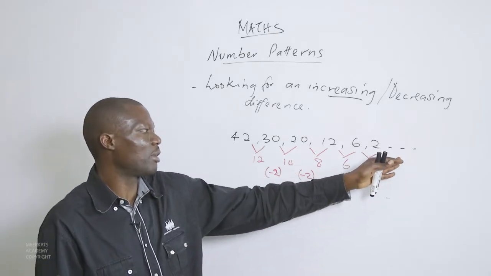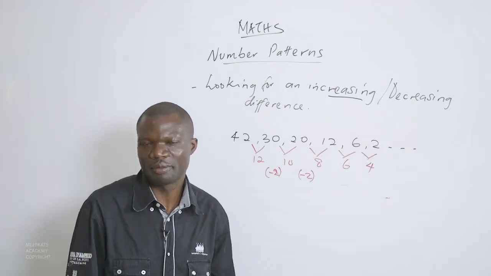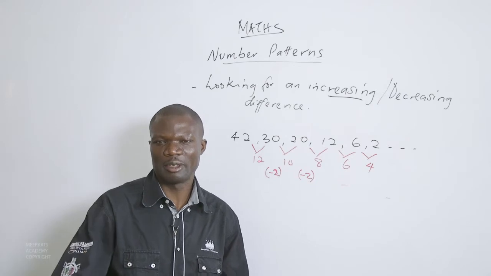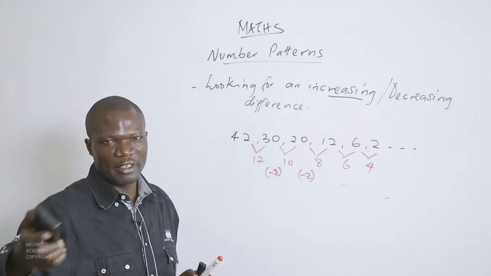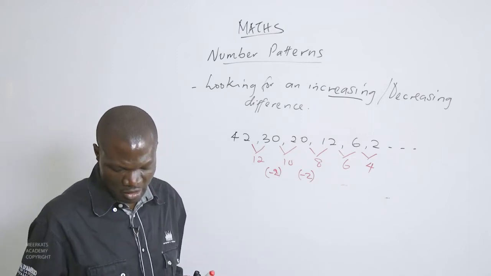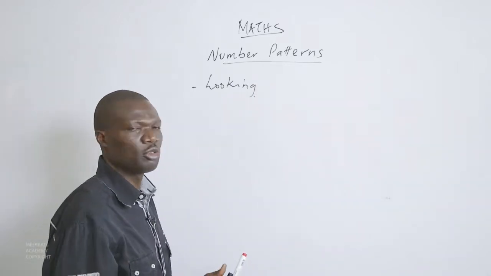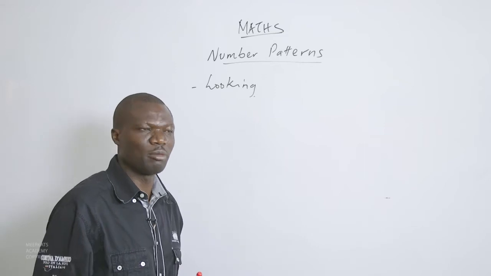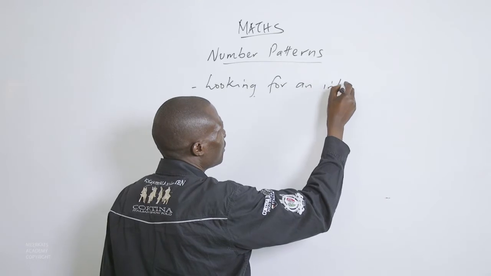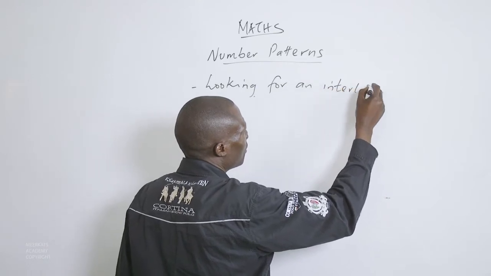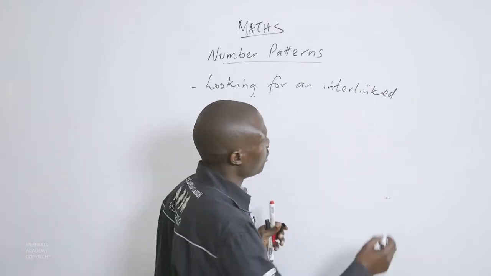So if we were to look for the next number, it would be a 2. So 2 minus 2 gives us a 0. It keeps on decreasing. So this is either when we have it increasing or when we have it decreasing. Now, sometimes we have to identify a sequence by looking for an interlinked patterns.